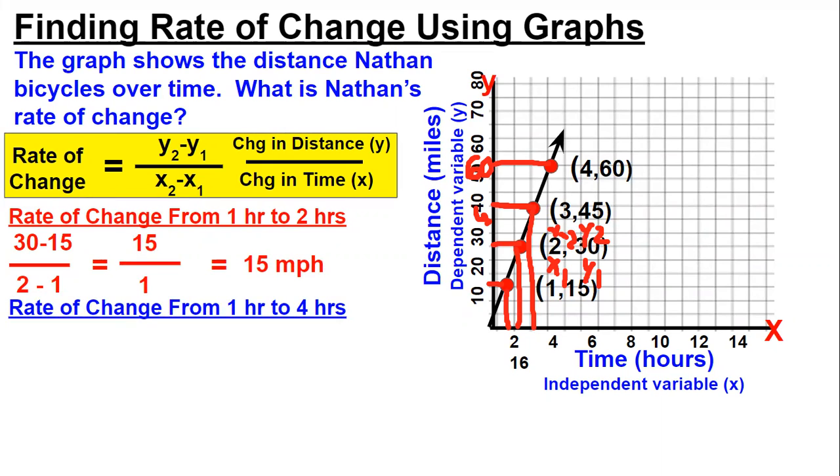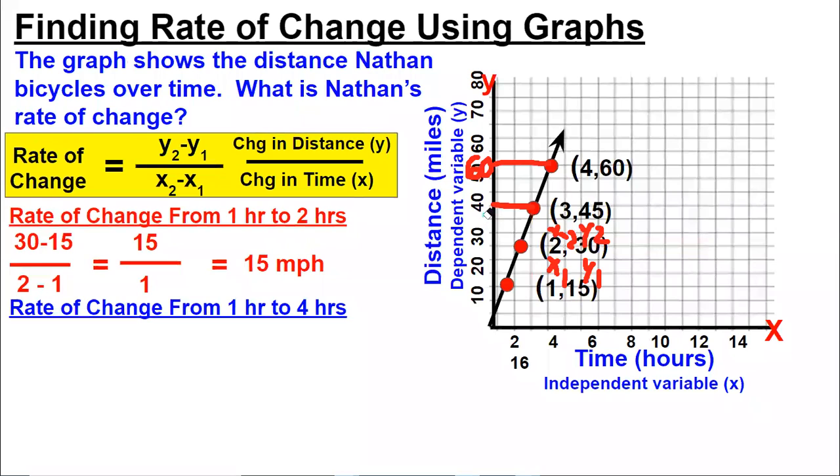Now, rate of change from 1 hour to 4 hours. Okay, I'm going to erase some of these extra lines that we don't really need in here. I will try to keep the 60 there. So now we have 1 hour, that's this point here. In fact, let me erase this and circle that. 1 hour to 4 hours. We're going to use these 2 points and find the rate of change between those 2 points.